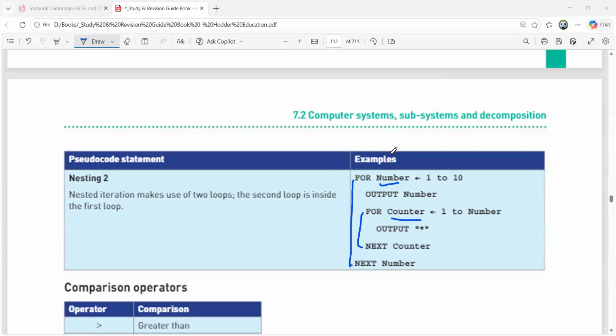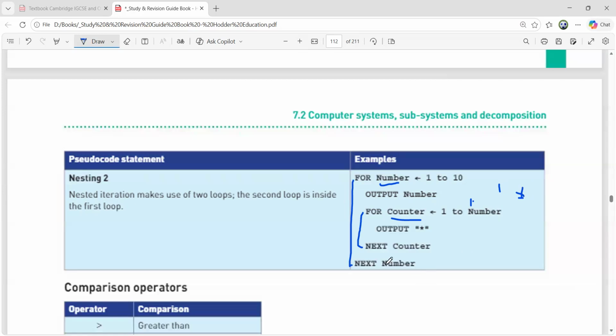I hope that we all remember that the inner loop works more. For example, talk about this one: number equals 1 to 10, output number. So what will be printed? What is the first value of number? 1. So 1 will be printed. Then I say for count equals 1 to number. Since the value of number is 1, the inner loop will run from 1 to 1, and it will output only one asterisk, because this is what I wanted.